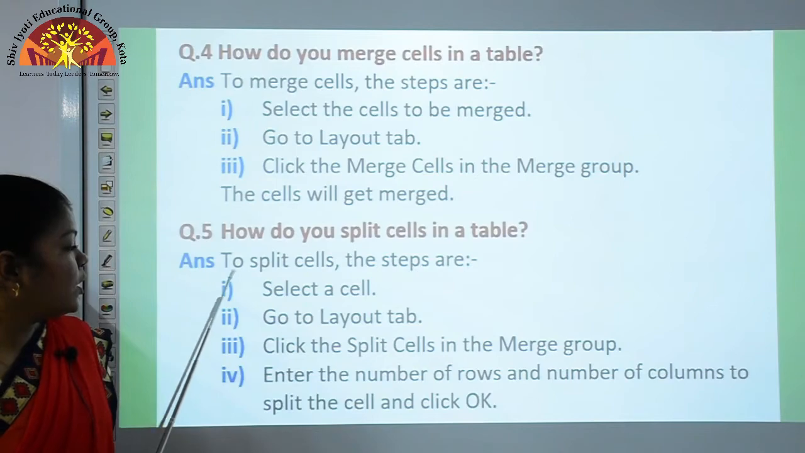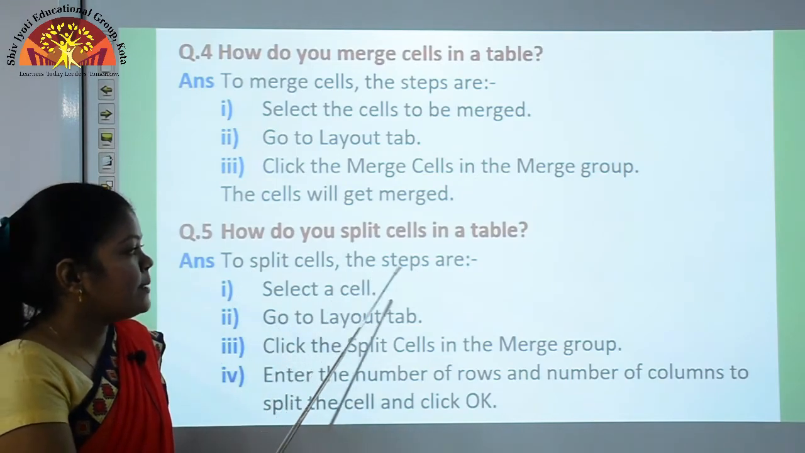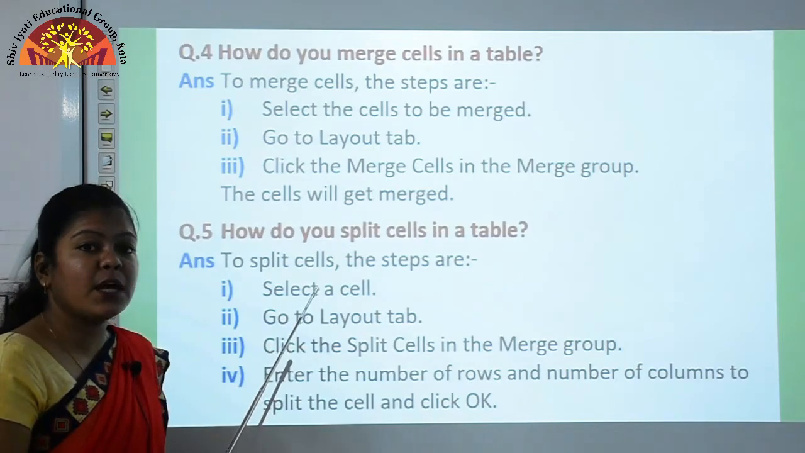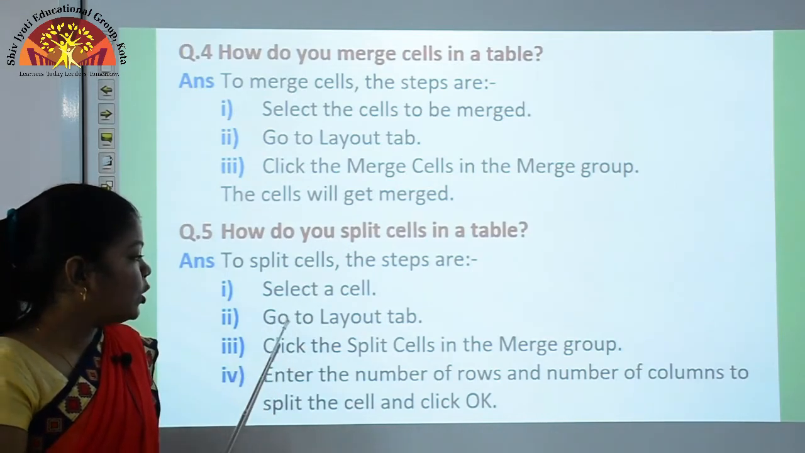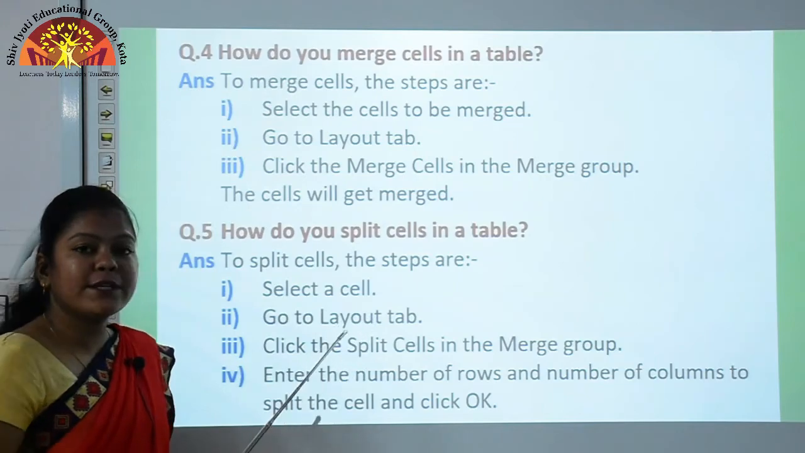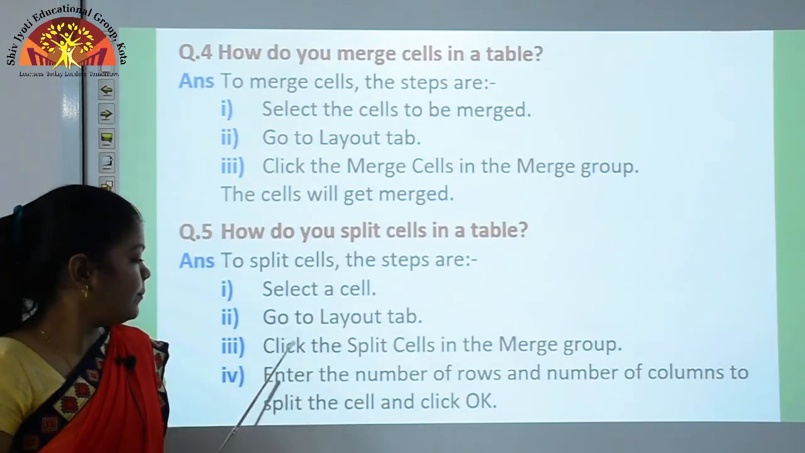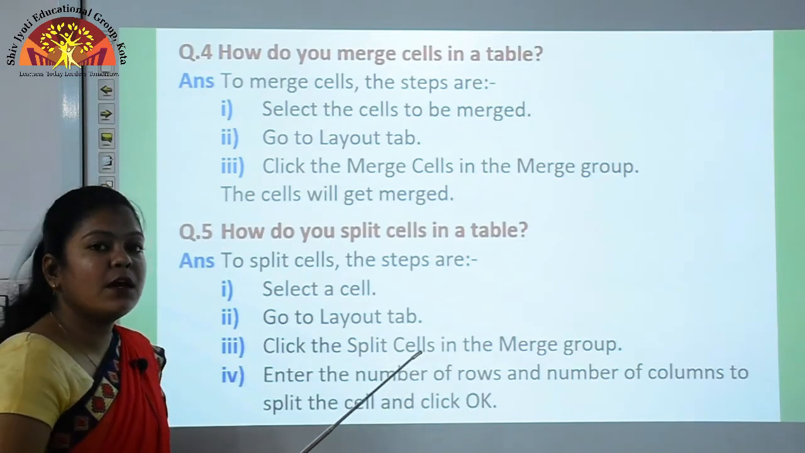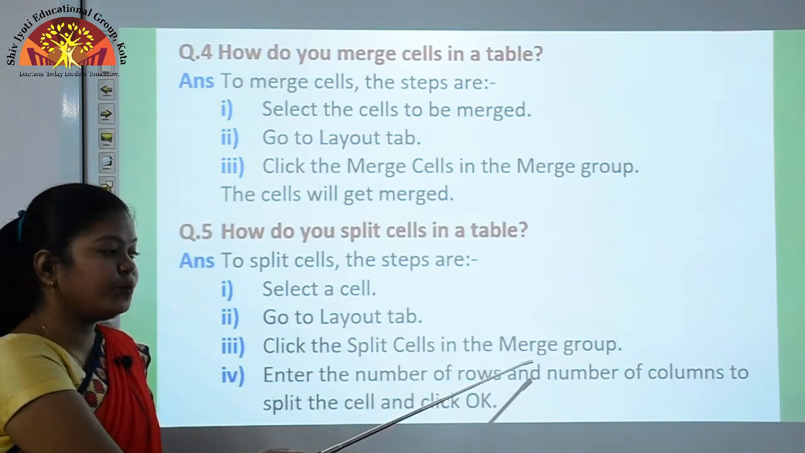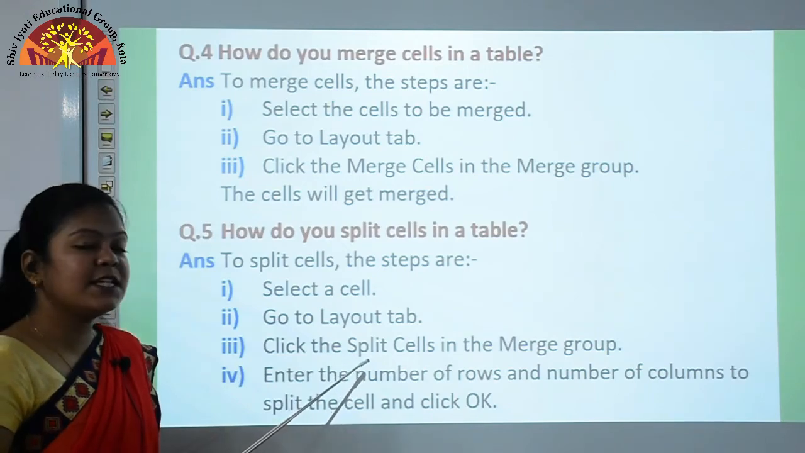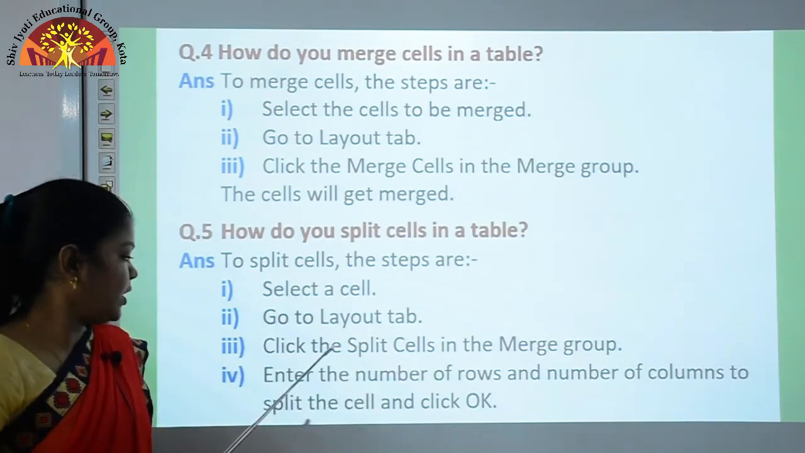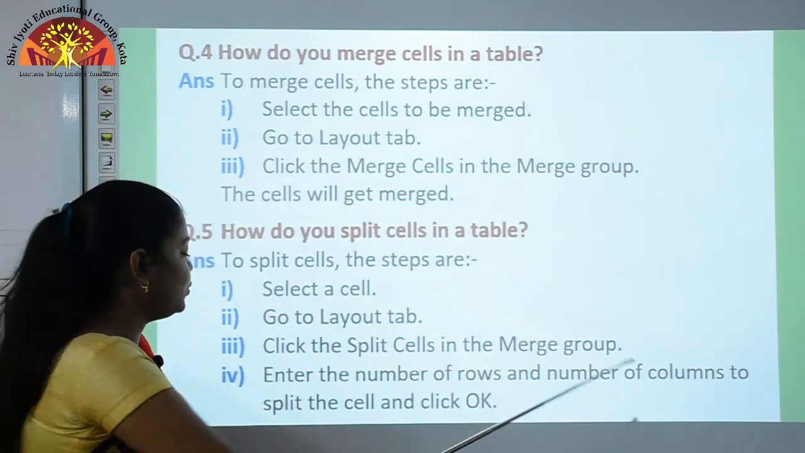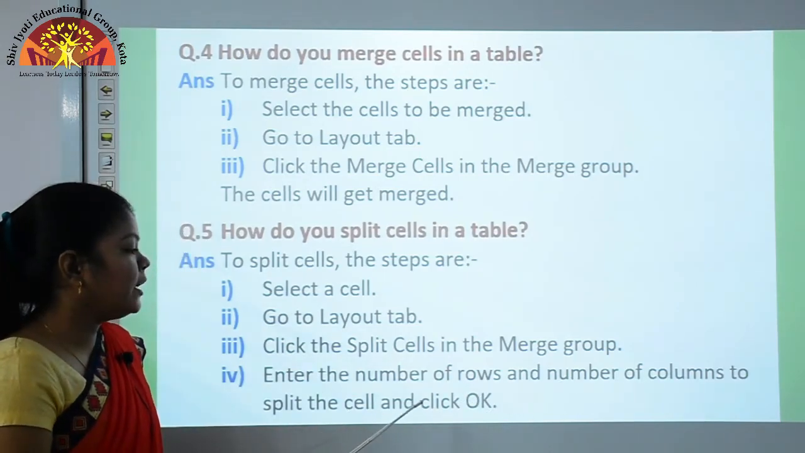The answer is, to split cells the steps are, select a cell. First you have to select a cell जिससे भी आपको स्प्लिट करना है. Next go to layout tab. Next you have to click on the layout tab. Next click the split cells in the merge group. Students, again you have to go in the merge group, and now you have to click on the split cells option. Next, enter the number of rows and number of columns to split the cell and click OK.